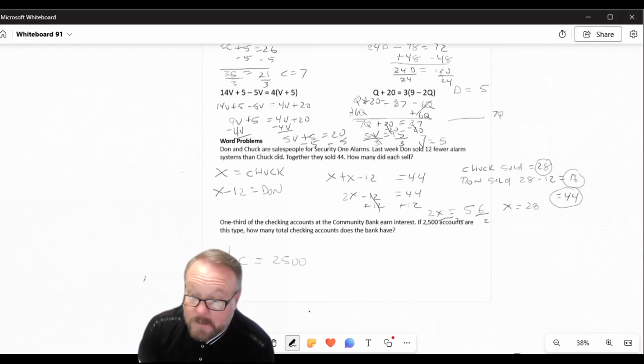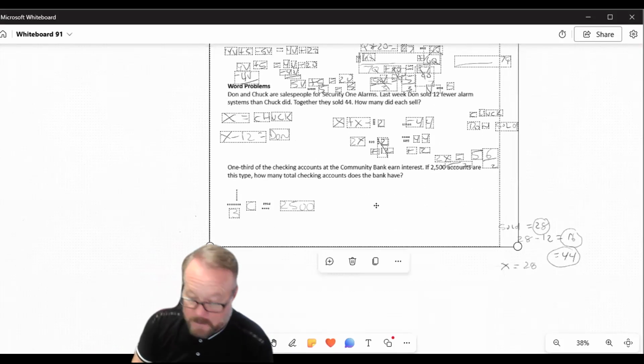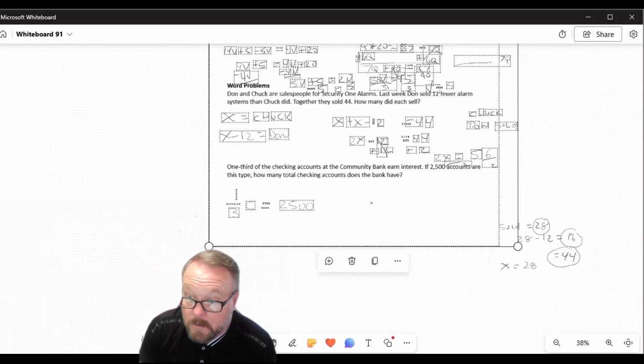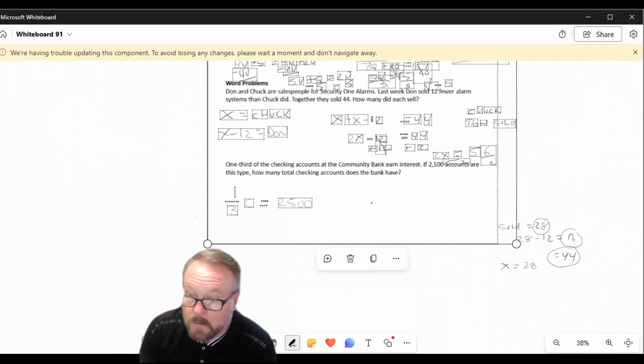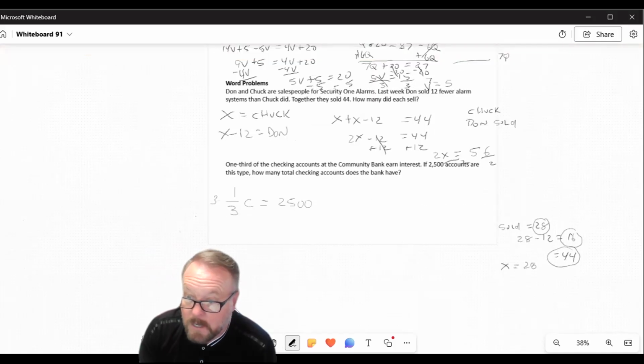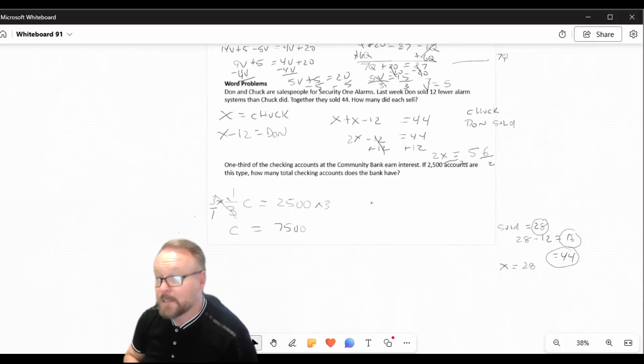All we need to do is what we've been learning thus far. We're going to take the 1/3 C and multiply both sides by 3. These two cross out, which means that C equals 7,500. That's your answer. That one was pretty simple.